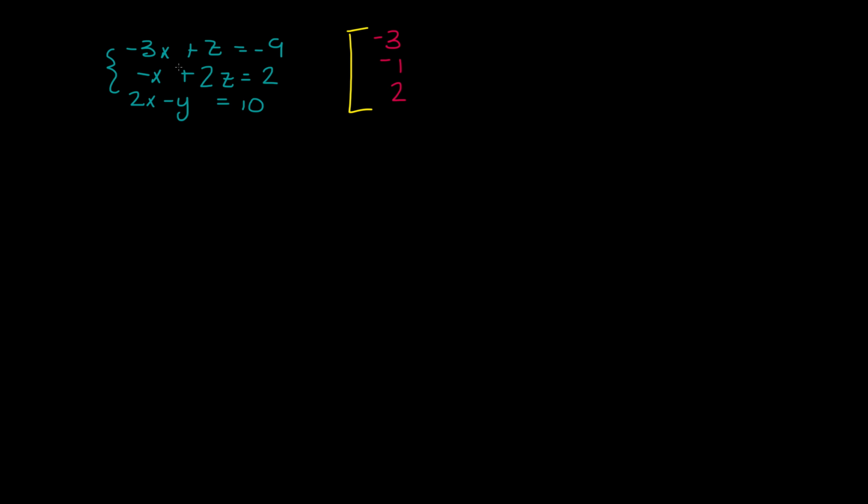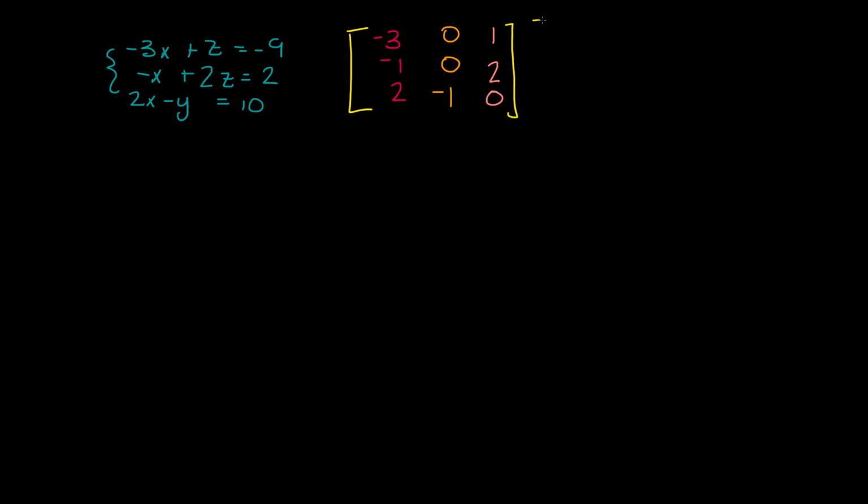Next is my y coefficients. I do have 1 in the third one, which is -1, but I'm lacking a y in the upper two equations. Those will have a placeholder of 0. And then the last ones are my z's, which is 1, 2, and again in this last equation we have no z's, so that's going to be a 0.